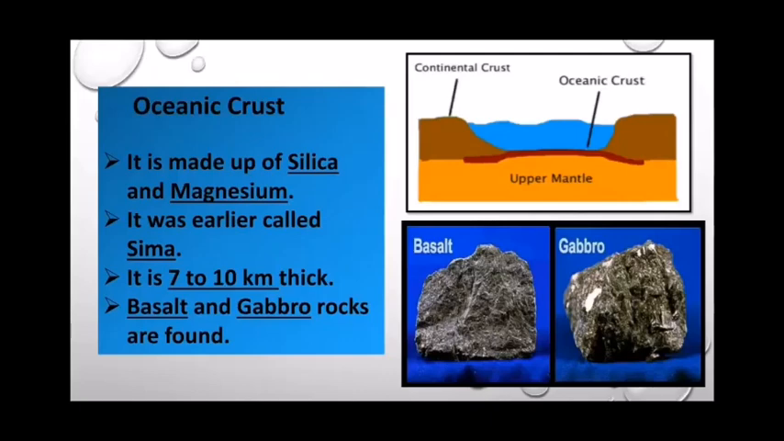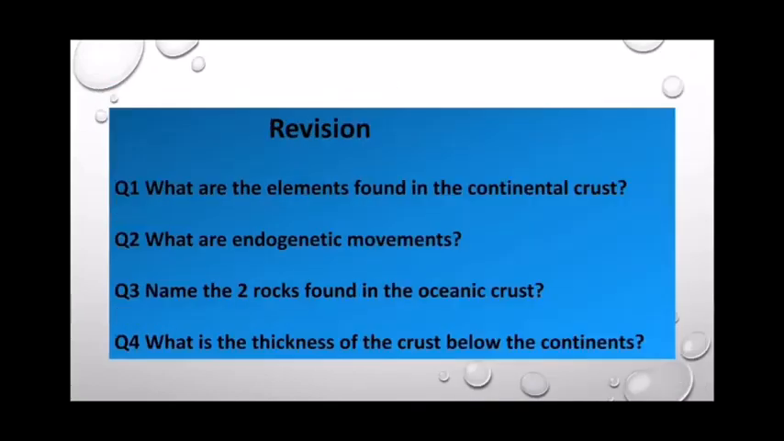So children, we will stop here for today. Let us do some revision of what we learned today. First question, what are the elements found in the continental crust? Silica and aluminium are the elements found in the continental crust.